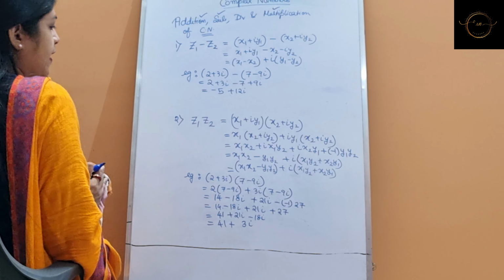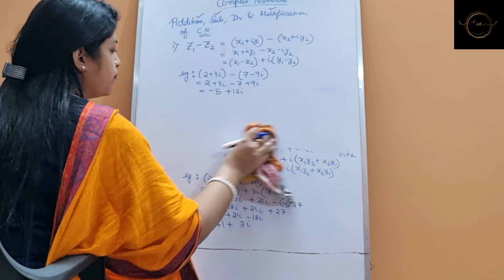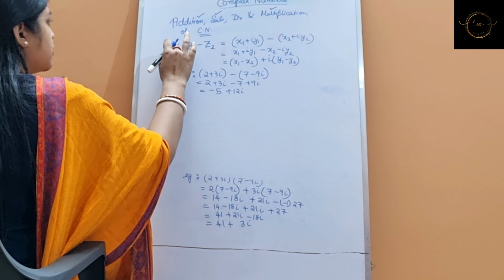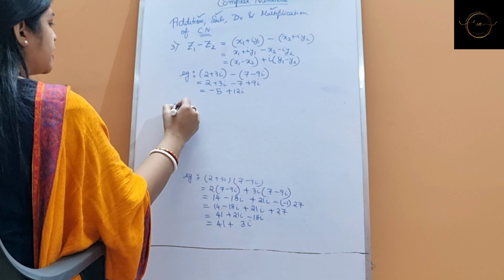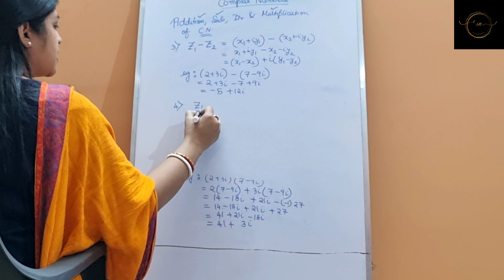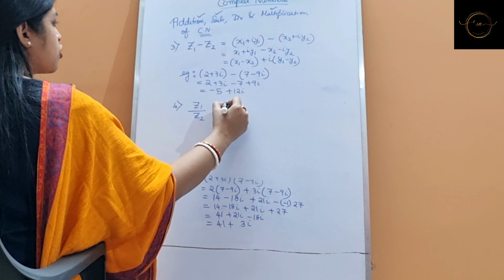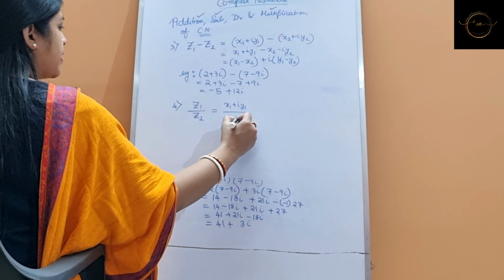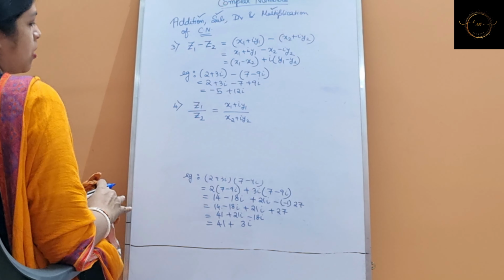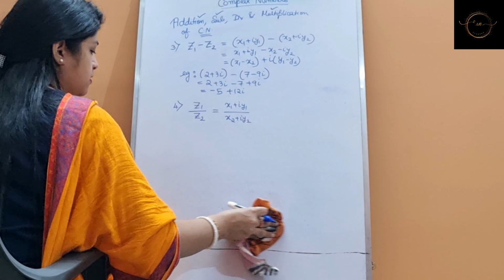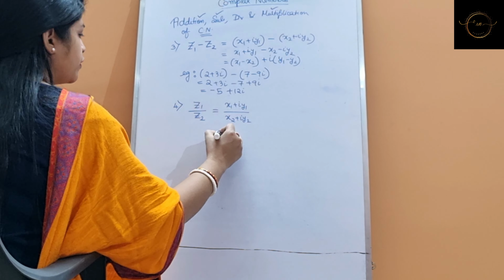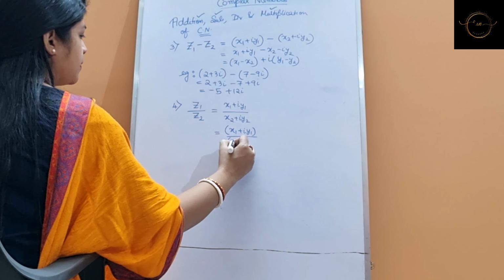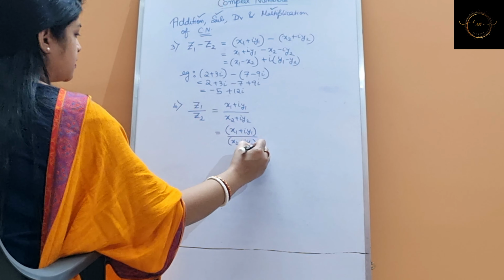Coming to the last part, and that is division of two complex numbers. So here we come to the division part. This was the third part, and this one is the fourth, which is division. z1 by z2. What is this complex number? x1 plus i y1, and this is x2 plus i y2. Now, how to calculate the division of complex numbers? We have to rationalize here. How will we rationalize? We will multiply with the conjugate of the denominator.